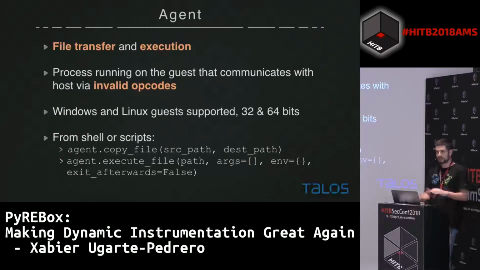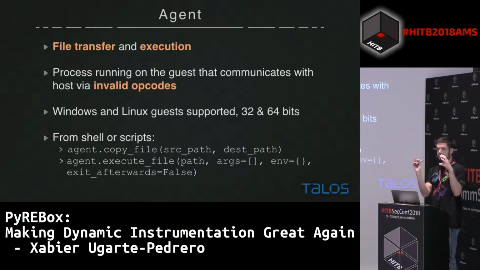As I said, there is also an agent. It is not needed at all for doing the tracing. It's only used, at this moment, for file transfer and automating execution. An agent is a process running in the guest that is listening in a loop, and from time to time it uses an invalid opcode in order to notify the host: hey, do I have to do something? Give me a command.